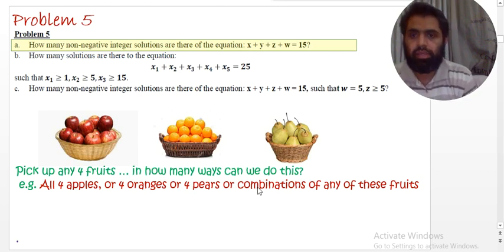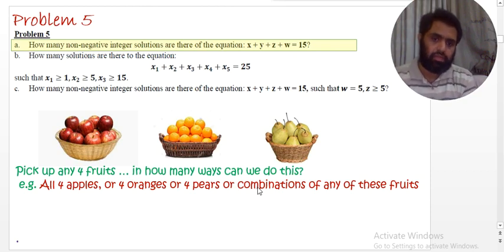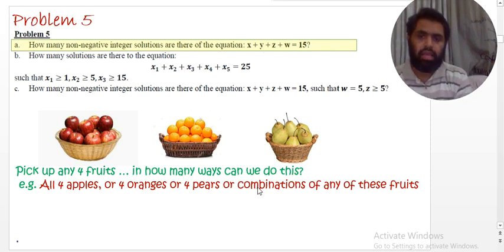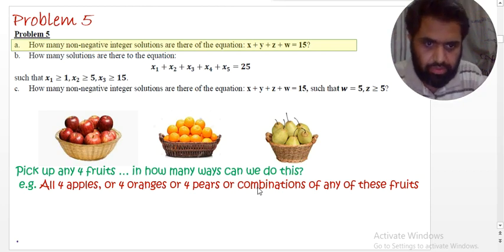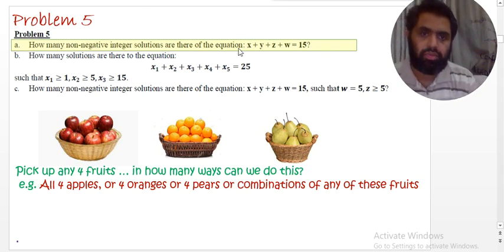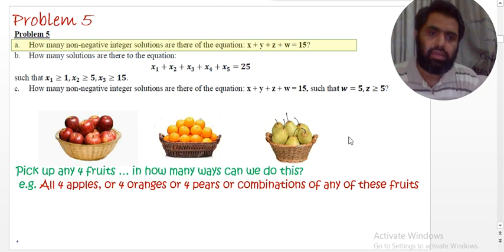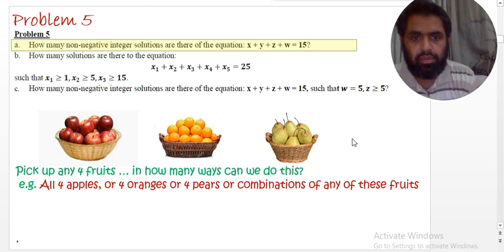It could be that we choose 2 apples, 1 orange and 1 pear, so 2 plus 1 plus 1 is equal to 4. If we call apples x, oranges y, and pears z, then x plus y plus z is equal to 4. In our problem we have 4 types of variables. You can say we have one more fruit like banana, so x plus y plus z plus w, and we have to choose 15 fruits, is equal to 15. So in how many ways can we do this?